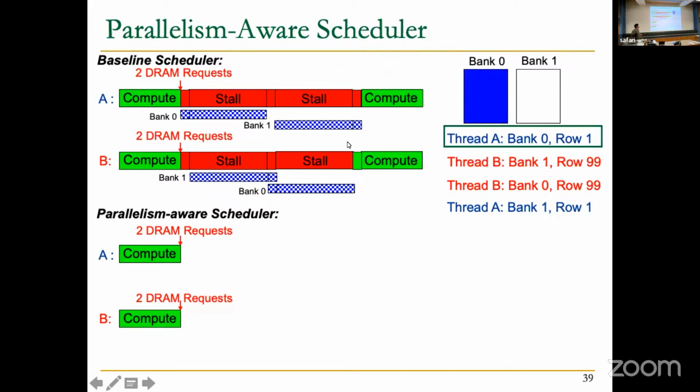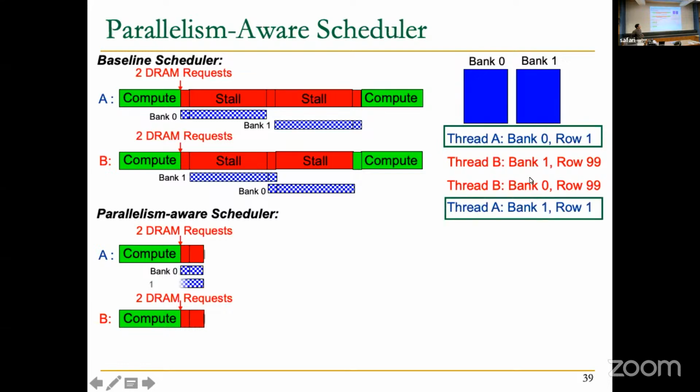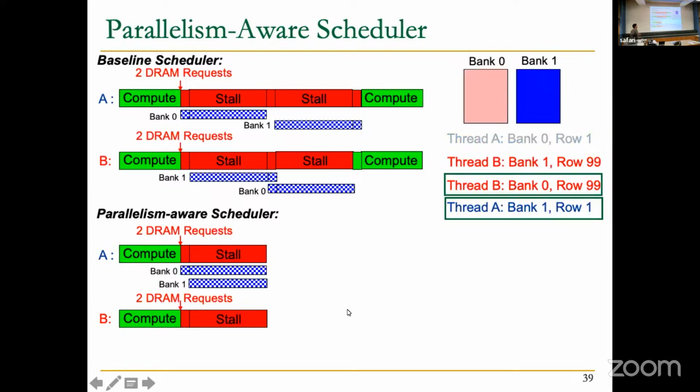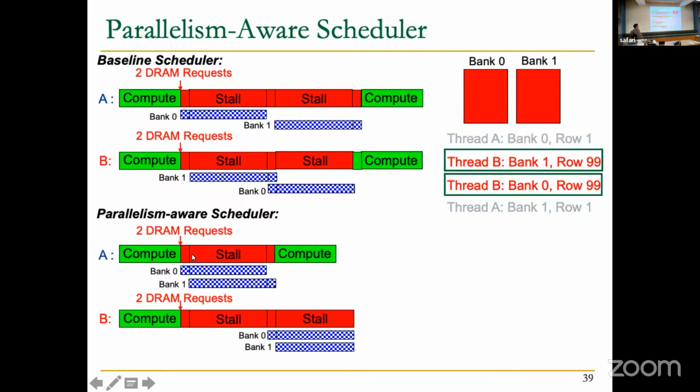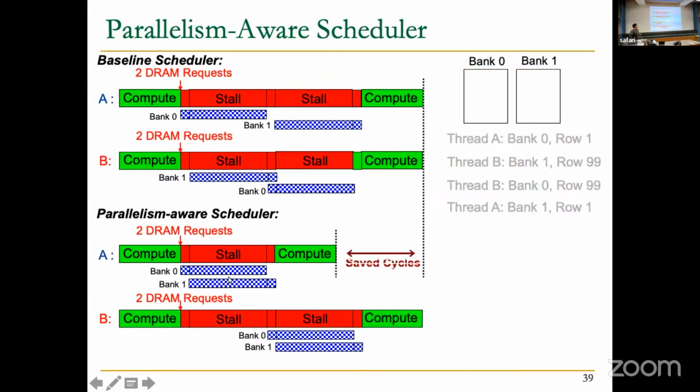But if we were aware of intra-thread bank-level parallelism, we could prioritize thread A's request to bank 1 over thread B's request to bank 1. And this will allow us to reduce the maximum stall time for at least one thread. This is how we schedule the requests in the case where we have an intelligent scheduler that's aware of this problem. And the average stall time, we reduced it by quite some margin, right?